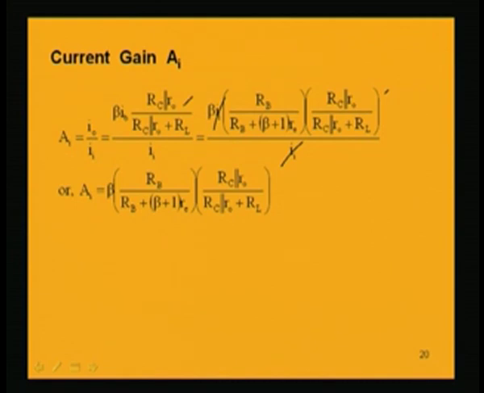If we look into the current gain, I can further simplify it by ignoring R naught. If I ignore R naught, that will be RC by RC plus RL, and beta is generally very high in common emitter, it is 100, even more than 100, it can be up to 500 say. So, even if beta is in hundreds, we will be getting a very high gain, and that is the reason why common emitter amplifiers are used for voltage amplification. You get a high voltage gain.